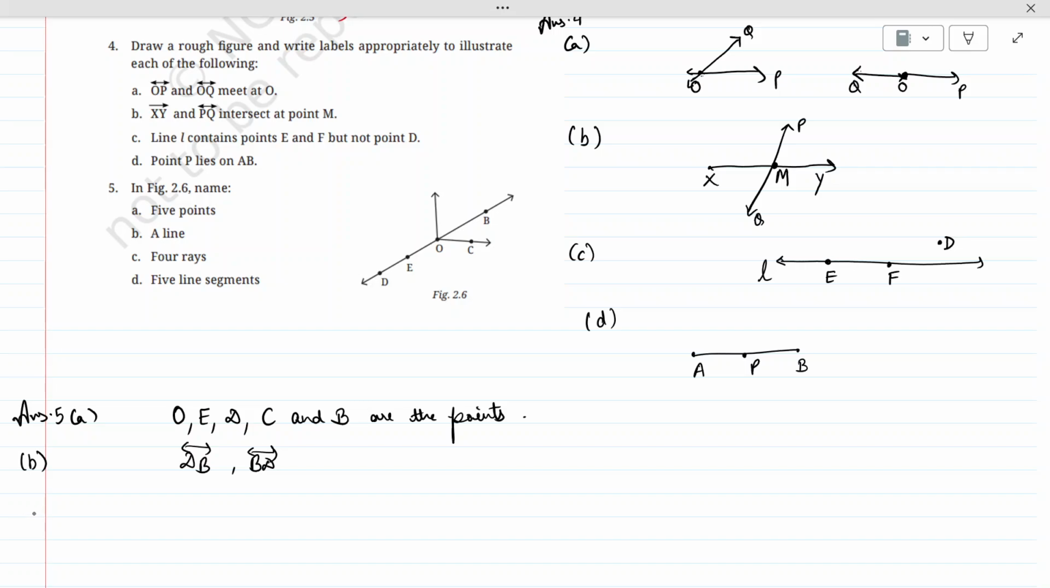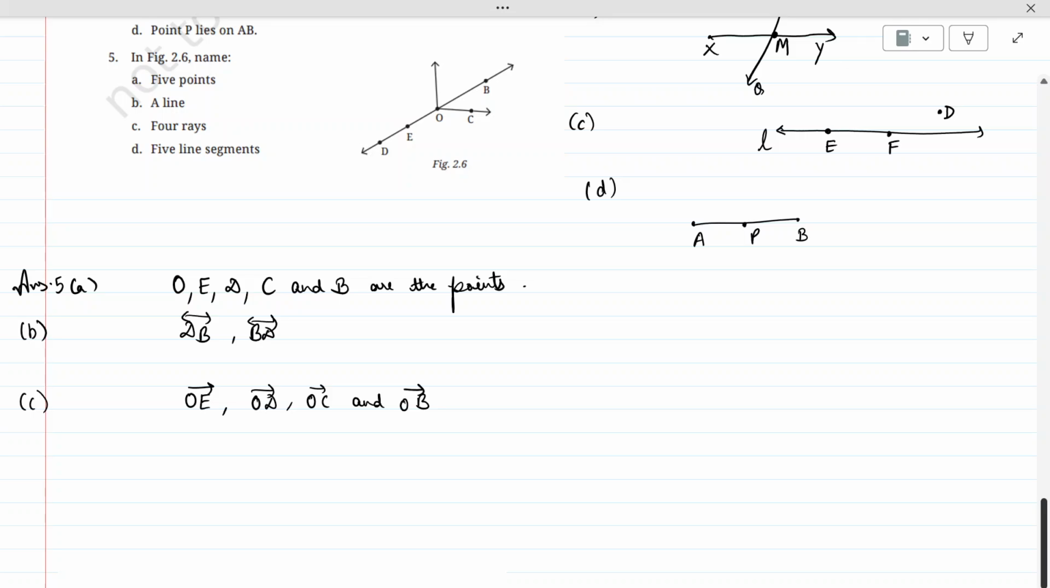Next, we have to tell the 4 rays. So kids, what are 4 rays? We know the starting point, but the end point is an arrow. It is extended. So let us start from here. OE, OD, OB and OC. Right? OE, OD, OC, OB. These are the 4 rays because the starting point is O and then they are being extended infinitely in different directions.